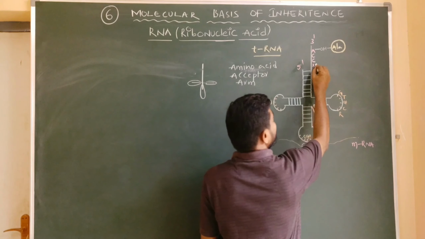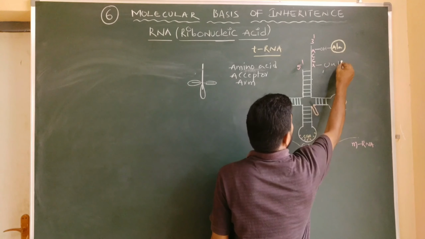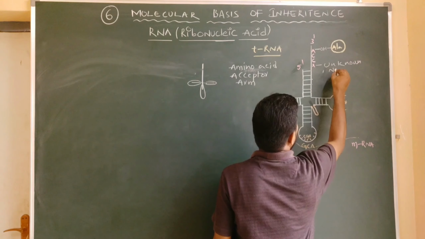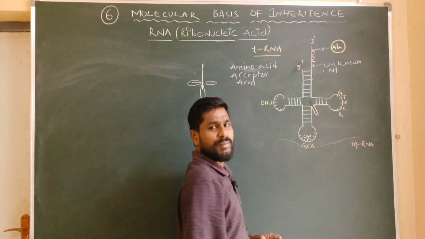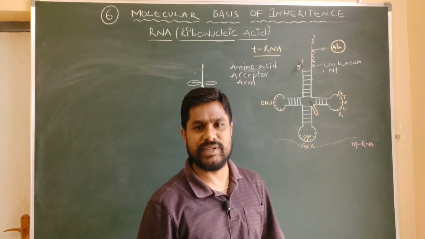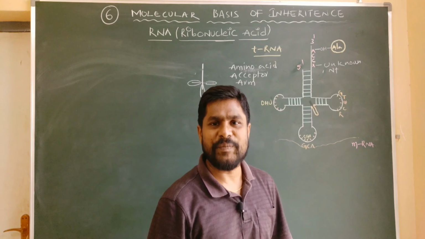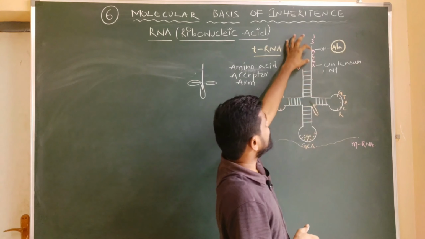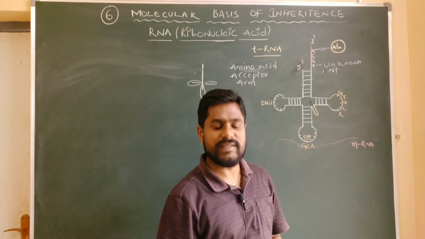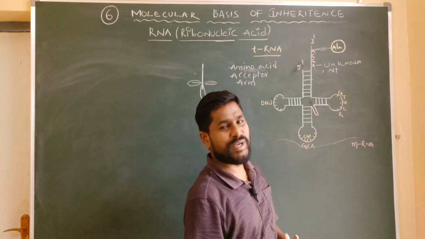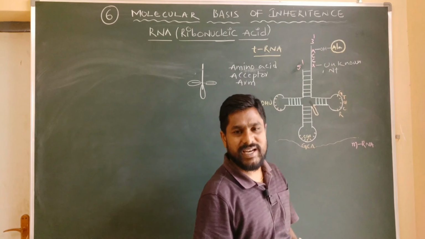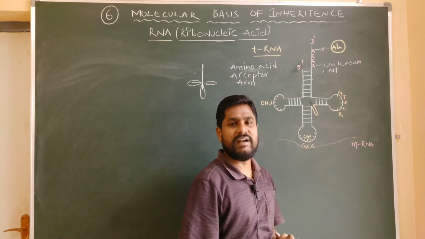Here X represents an unknown nucleotide, which may be uracil, adenine, guanine or cytosine in different tRNA molecules, and the remaining is called the CCA end. The CCA end is the amino acid binding site, because a specific amino acid binds to the adenine of this CCA end.